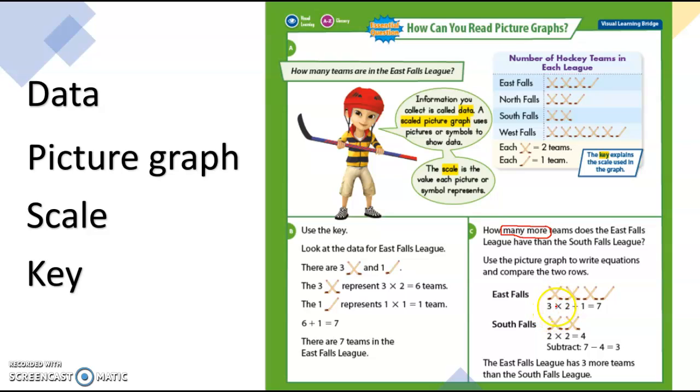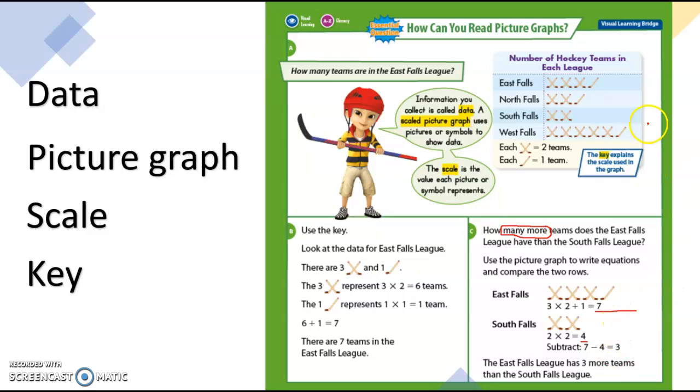So we have 3 double sticks times 2. We know a double stick equals 2. And then plus this one extra is 7, which we did before. And then South Falls has 2 double sticks, so 2 times 2, and that equals 4. We take our two cities and we just subtract to find our answer. So East Falls has 7. Whoops, South Falls has 4. 7 minus 4 equals 3. So the East Falls League has 3 more teams than the South Falls League.